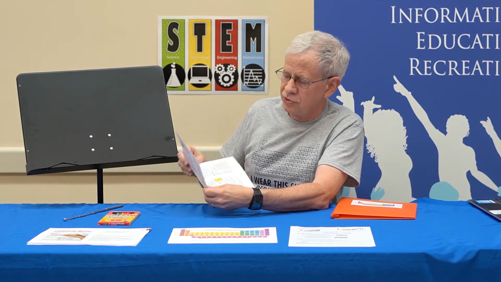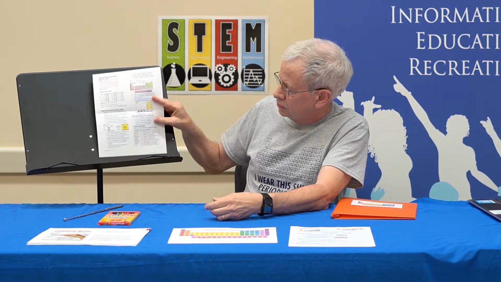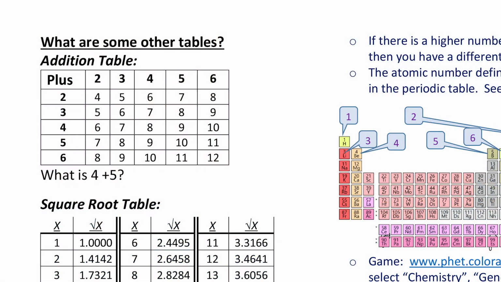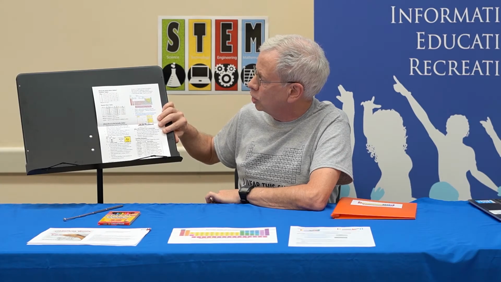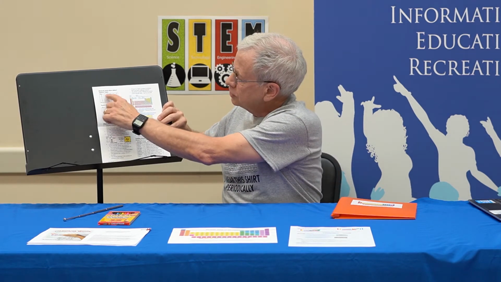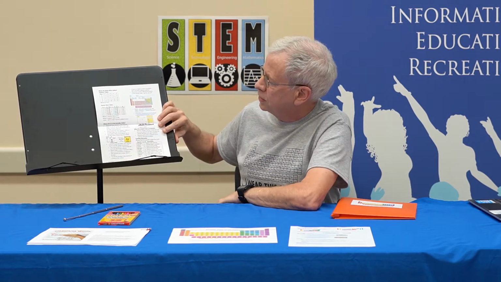With that, I'm going to ask you to open up your take-home paper and look on the inside. The inside of the take-home paper starts off with talking about what are some other tables, because we said the periodic table is a table. Well, you probably used an addition table when you were younger. With an addition table, you can look up things like 4 plus 5. You can look at that on this table and you can find that answer.